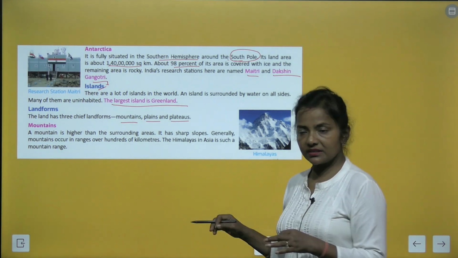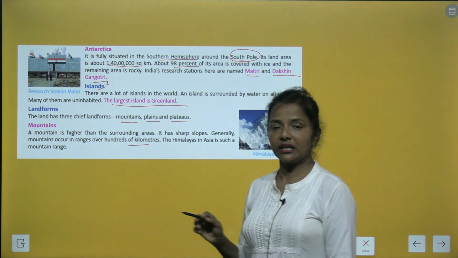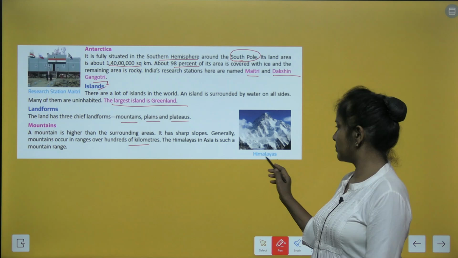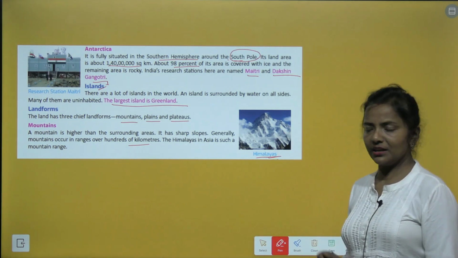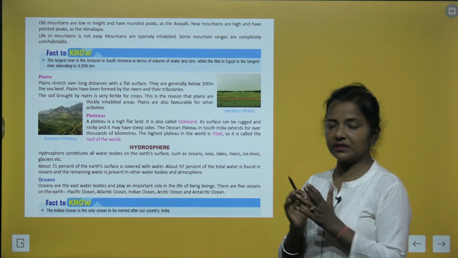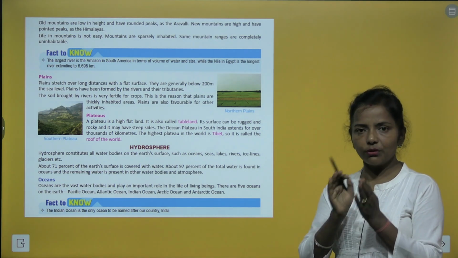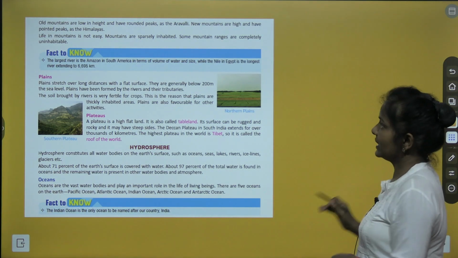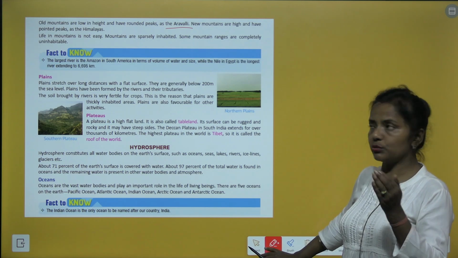It has sharp slopes. Generally, mountains occur in ranges over hundreds of kilometers. The Himalayas in Asia is such a mountain range. Look at this Himalayas. Snow-covered Himalayas. Okay? Old mountains are low in height and have rounded peaks. जो पुराने mountains होते हैं उनकी height कम होती है और ऊपर का जो peak होता है वो rounded होता है. As Aravalis. ये जो अरावली पर्वत है ये है low in height और इसका जो peak है वो rounded.